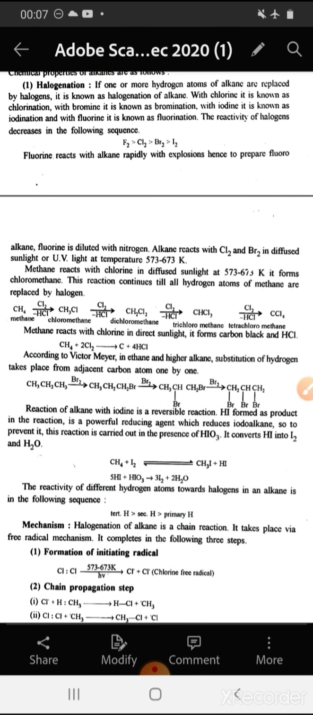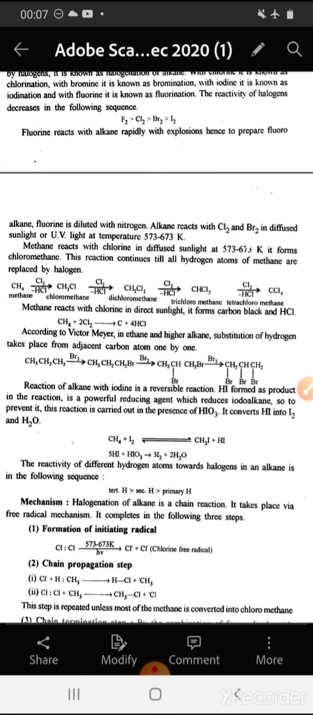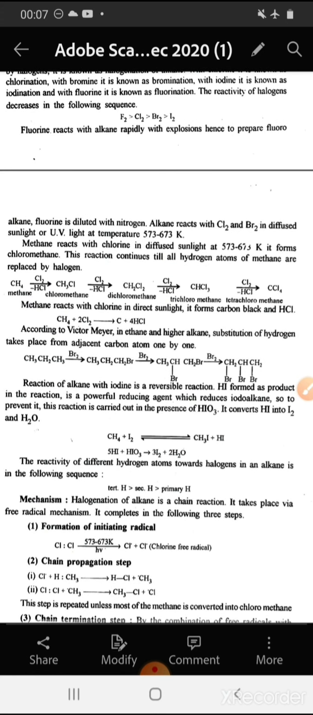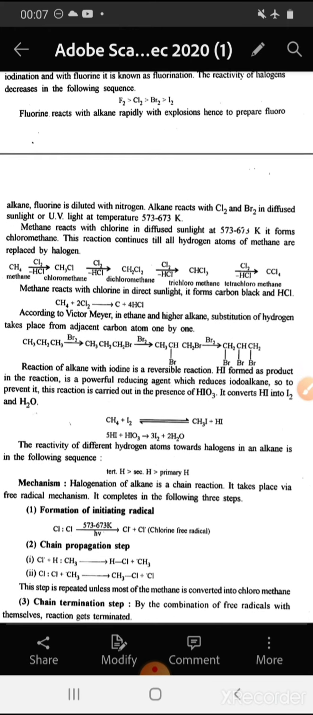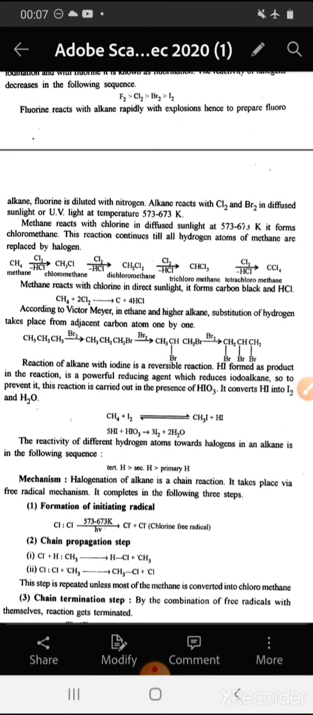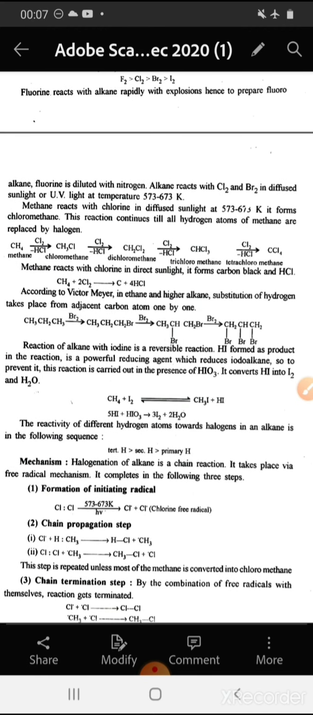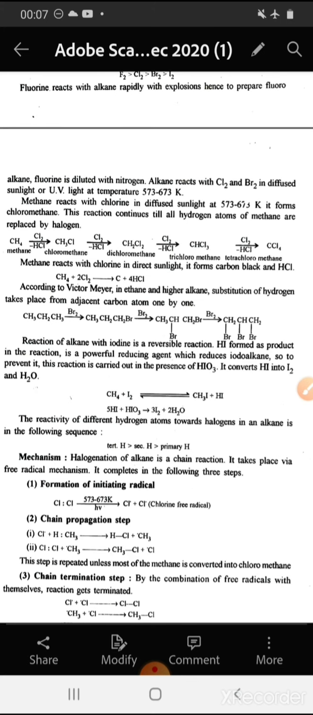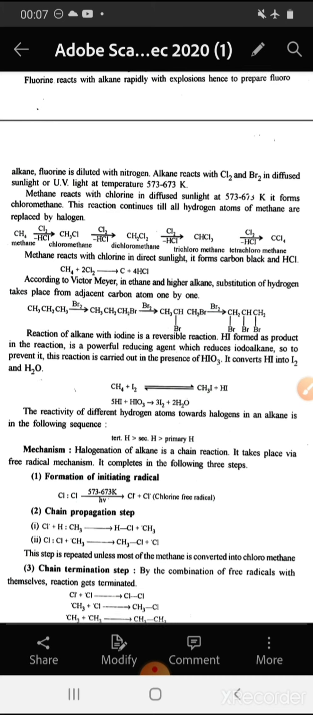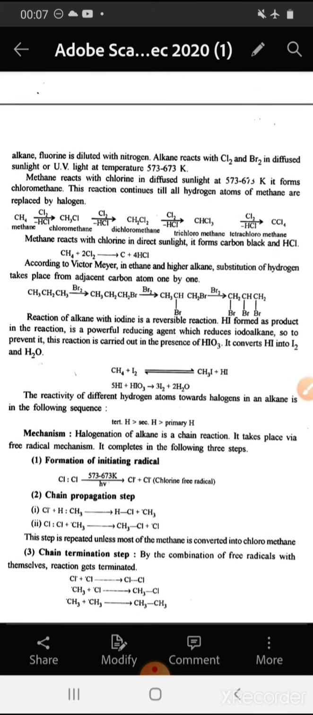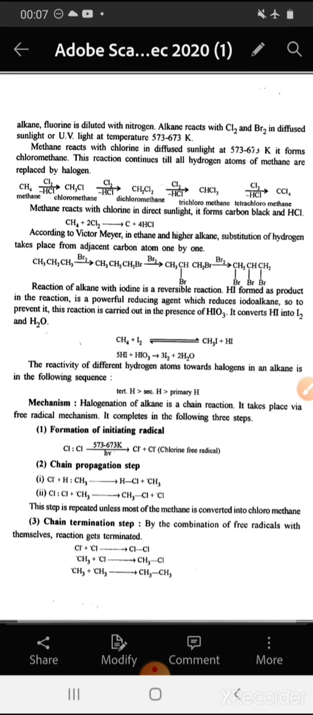The reactivity of halogens decreases in the following sequence. The reactivity of fluorine is the greatest, and the reactivity of iodine is the least. Fluorine reacts with alkanes rapidly with explosion. Hence, to prepare fluoroalkanes, fluorine is diluted with nitrogen. Alkanes react with chlorine and bromine in diffused sunlight or ultraviolet light at temperature 573 to 673 Kelvin.